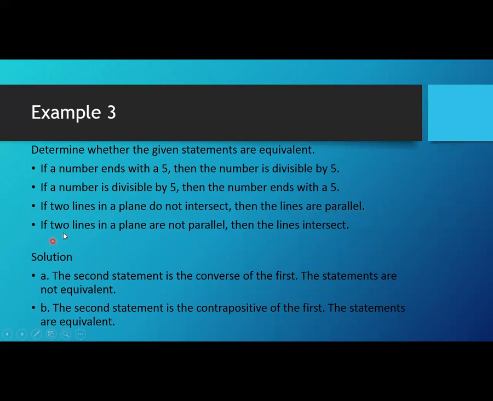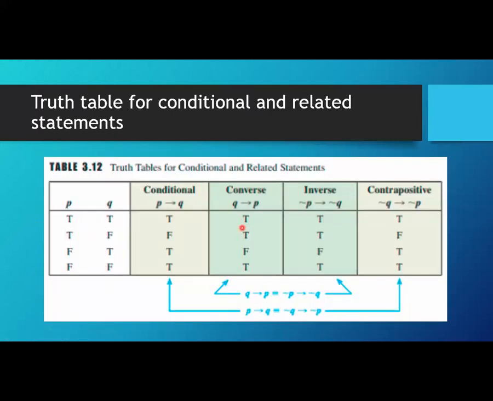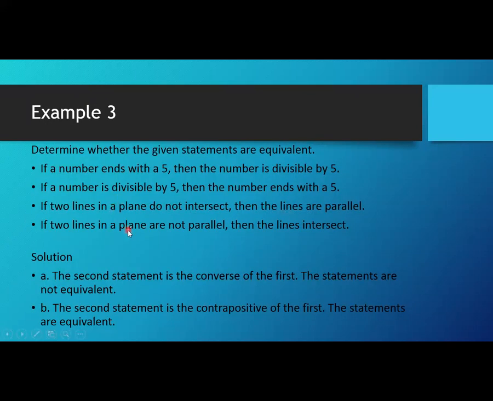This is a conditional statement. The next one is: if two lines in the plane are not parallel, which negates Q, then the lines intersect, which negates P. So not Q implies not P. If we go back to the table, not Q implies not P is the contrapositive, and its equivalent is the conditional. Since the conditional and the contrapositive are equivalent, they are equivalent. This is the conditional, this is the contrapositive statement, and this one is a conditional statement.